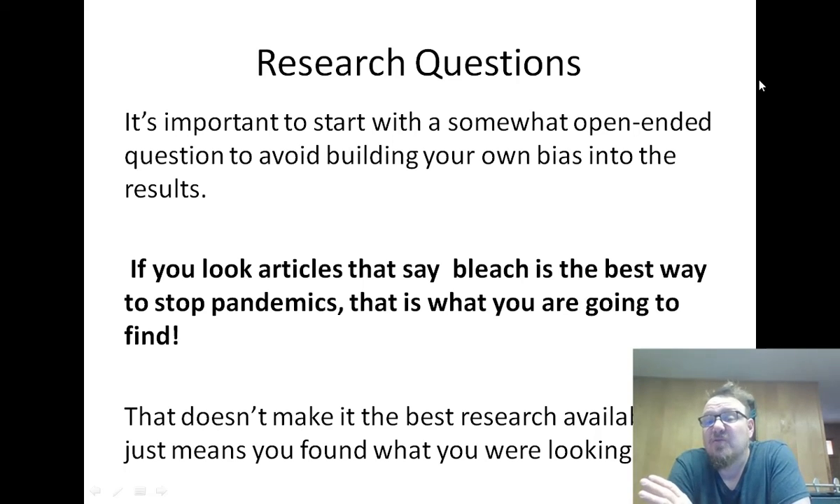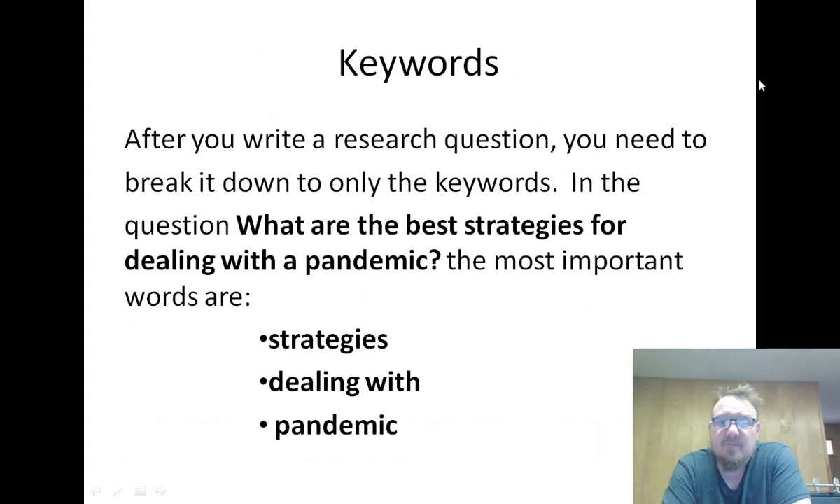So it's important to start with a somewhat open-ended question so you can avoid building your own bias into your results, right? Because if you look for articles that say bleach is the best way to stop pandemics, that's what you're going to find, okay? That doesn't make it the best research available. It just means you found what you're looking for.